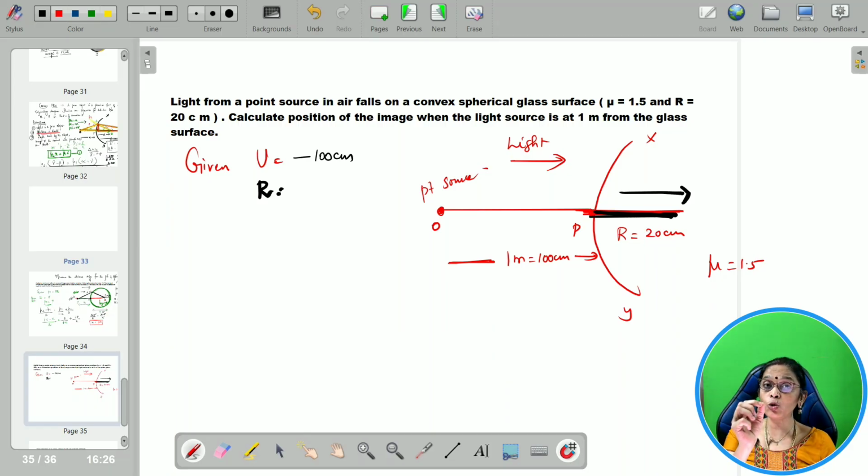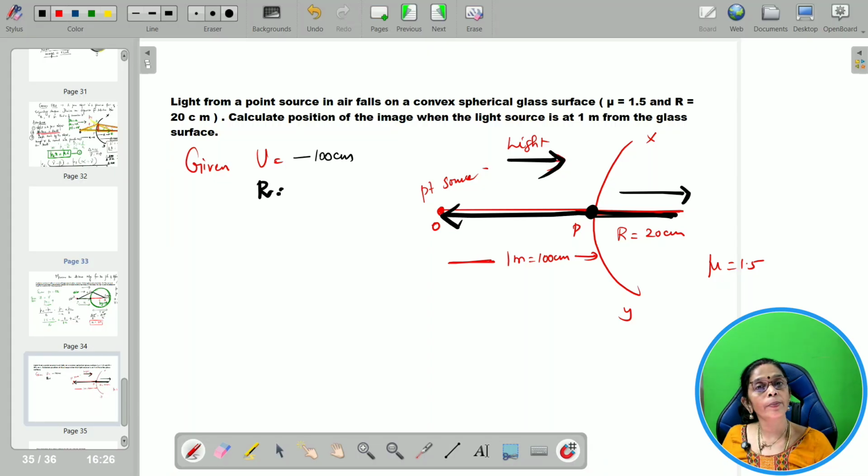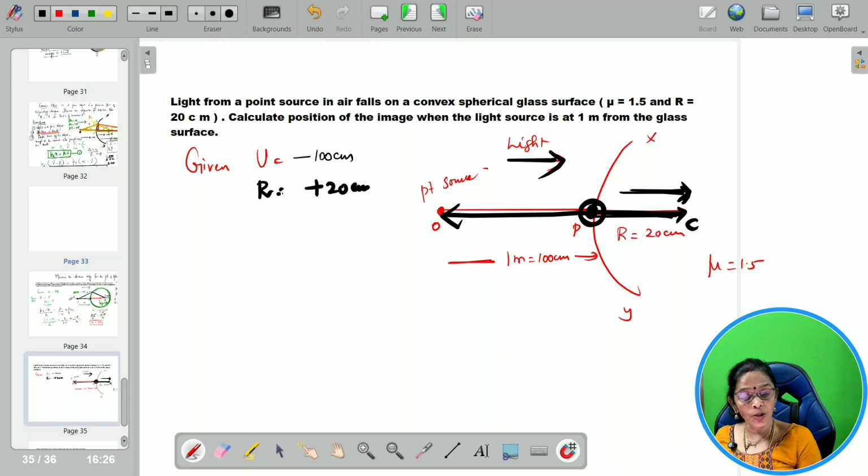Where are we supposed to measure from? P. Why is U negative? You are measuring U from the pole in the opposite direction of the light, so U is negative. What about R? You start measuring the distance only from P. P to C is along the direction of the light, therefore R is positive, plus 20 centimeter. We have to find out v.